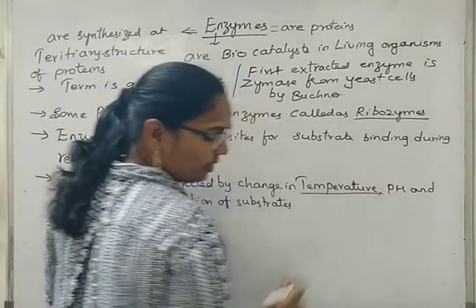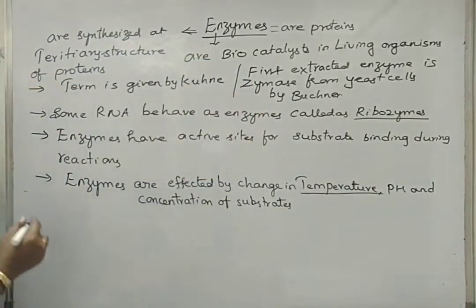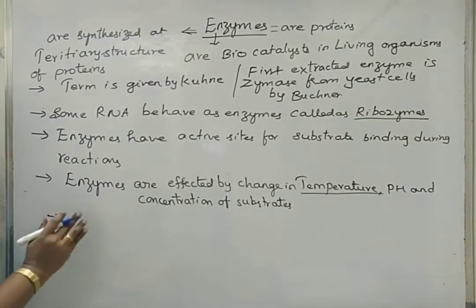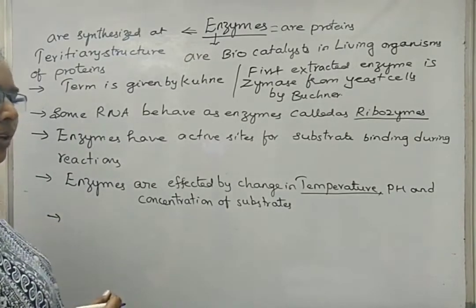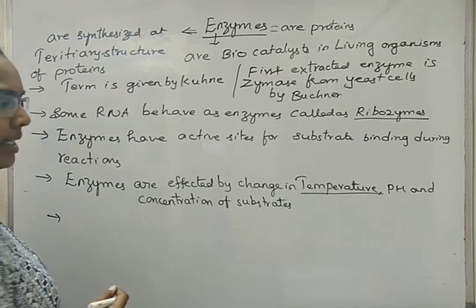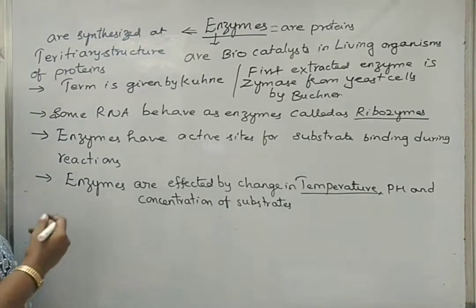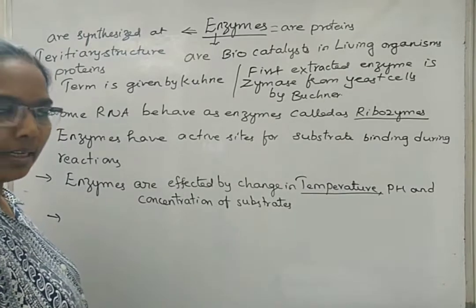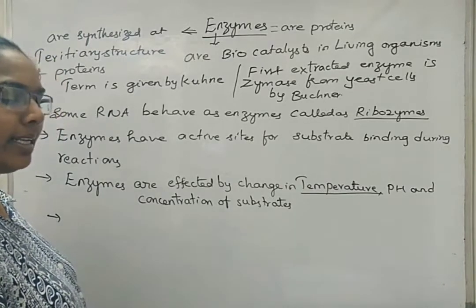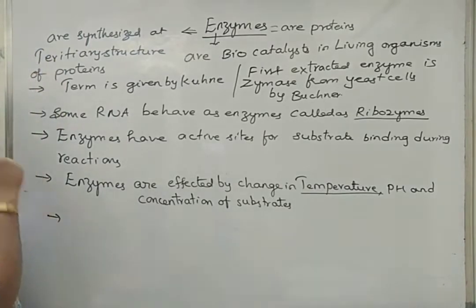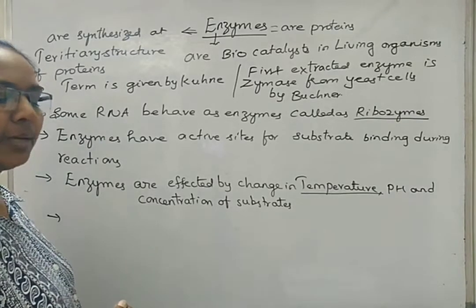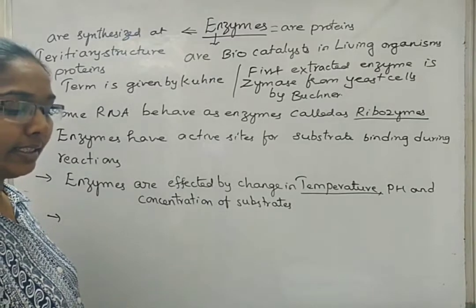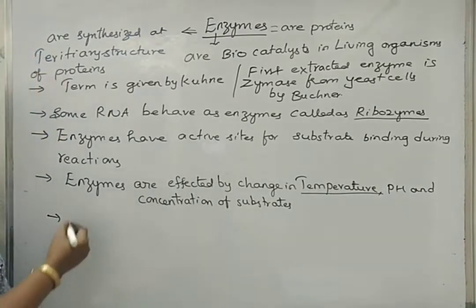If we see the first one, temperature. Enzymes are very much active at optimum temperature, that is 25 to 40 to 45 degrees centigrade. If the temperature is more than that, then enzymes get denatured, means they will get broken down. If the temperature is very less, then enzymes are considered to be inactive. But there are some exceptions, like Taq polymerase, which is still active at 80 to 90 degrees centigrade also.